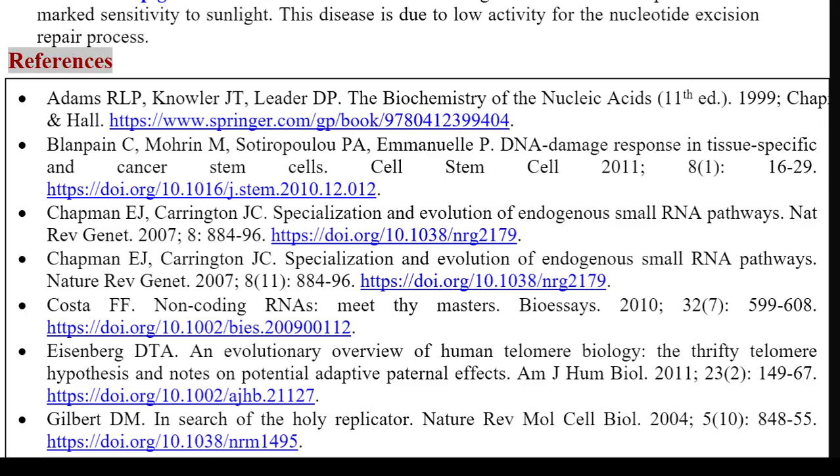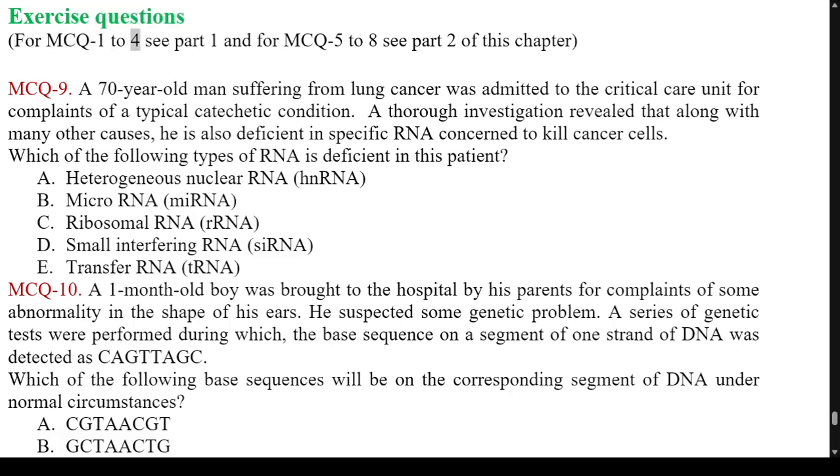References. Exercise questions. For MCQ 1 to 4 see Part 1 and for MCQ 5 to 8 see Part 2 of this chapter. MCQ 9. A 70-year-old man suffering from lung cancer was admitted to the critical care unit with complaints of a typical cachectic condition. A thorough investigation revealed that along with many other causes, he is also deficient in a specific RNA concerned with killing cancer cells. Which of the following types of RNA is deficient in this patient? Heterogeneous nuclear RNA, hnRNA. MicroRNA, miRNA. Ribosomal RNA, rRNA. Small interfering RNA, siRNA. Transfer RNA, tRNA.